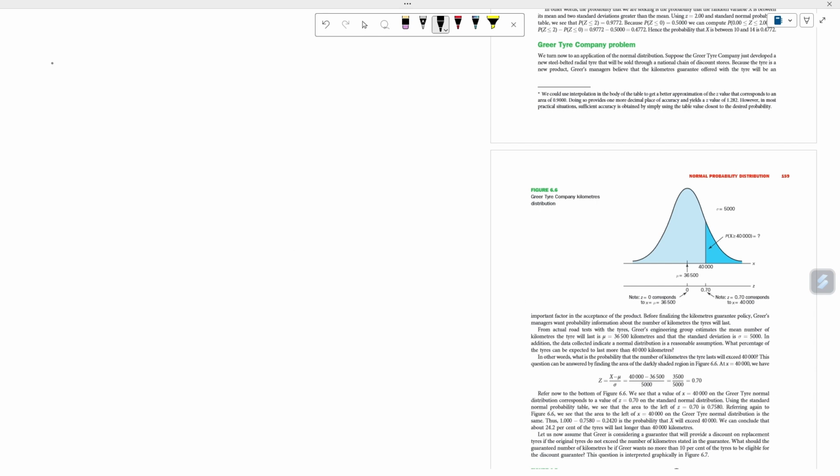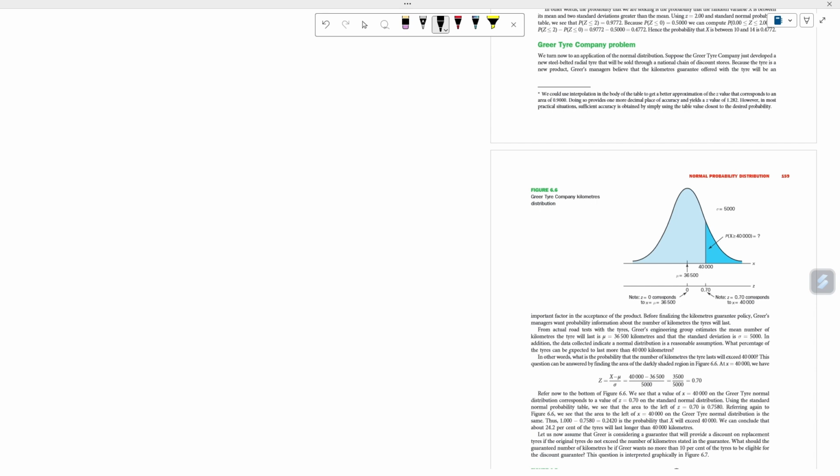In simple words, suppose you are a manager in a tire company and you want to launch a new technology of a tire. So you will have to test and identify how long the tire will last, how many kilometers it will last, with the help of a probability.